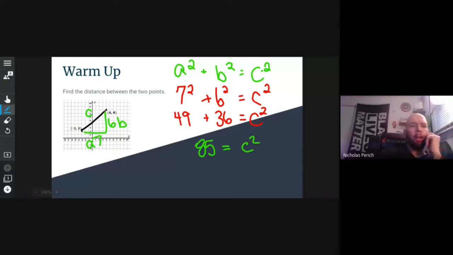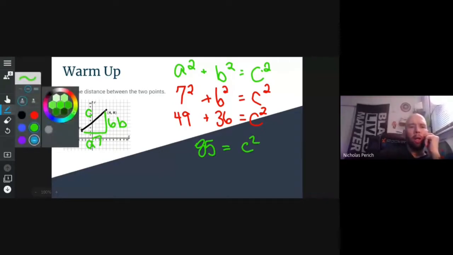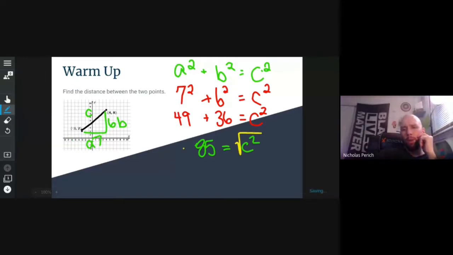Is C all by itself? No. What is in the way? Squared. So how do I get rid of that? Square root. Boom. I don't know what the square root of 85 is. I know that the square root of 81 is 9, so this is just going to be a little bit higher than 9. The square root of 85 is approximately 9.21954. And that's going to be our answer.